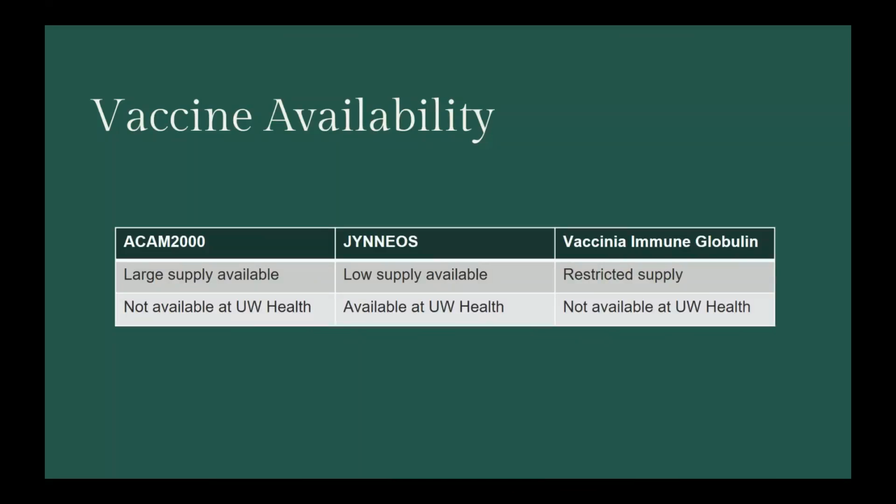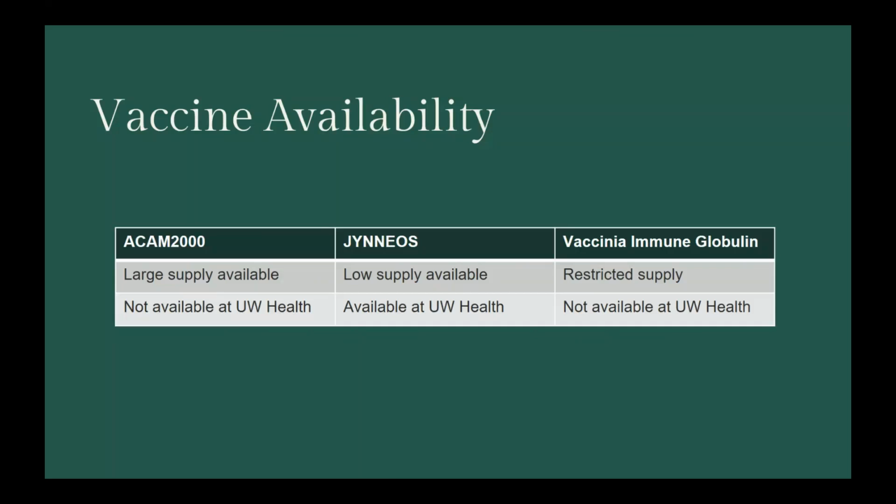If there is a low supply of JYNNEOS, why are we using it? This is due to a few reasons, though. There are three main ones that I could think of. It would require that the vaccinators obtain extra training to administer ACAM2000 because it is a skilled technique to use that bifurcated needle. And then we've also got ACAM2000 is a live vaccine and JYNNEOS is not.